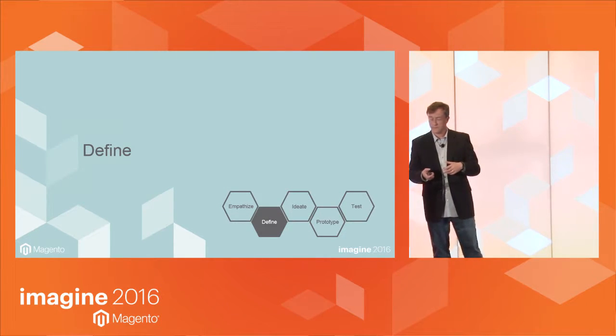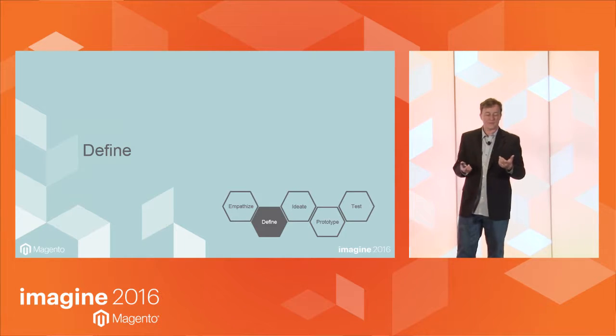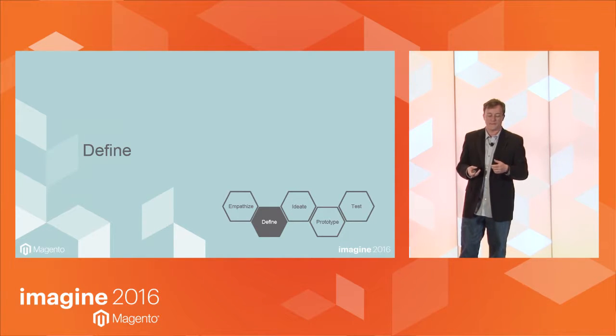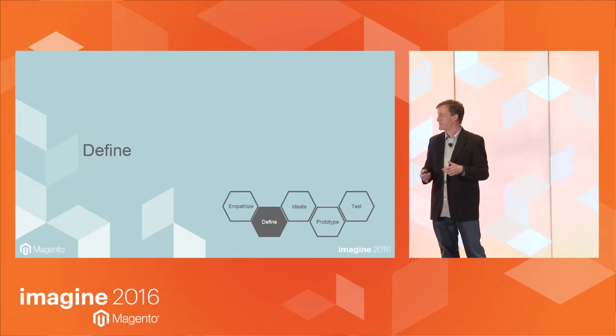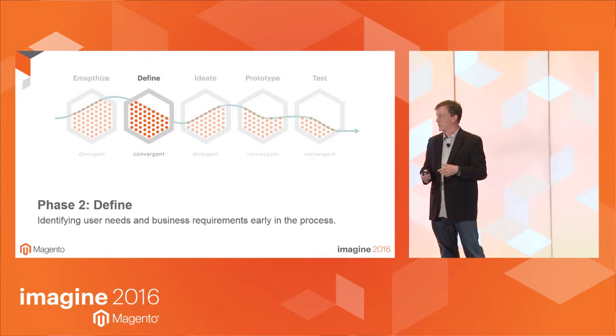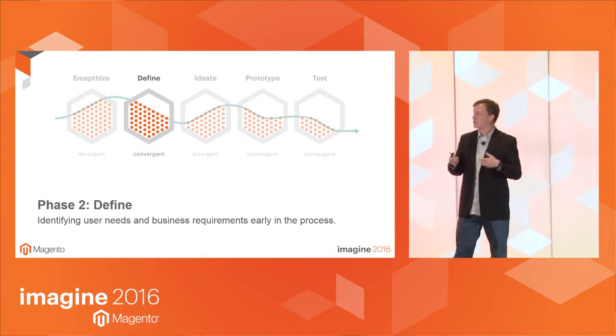So that covers the basics of empathize. It's really about observing. So let's move on to the define phase. This is the second step in design thinking. So we're back to this diagram again. At this point, we're starting to converge.